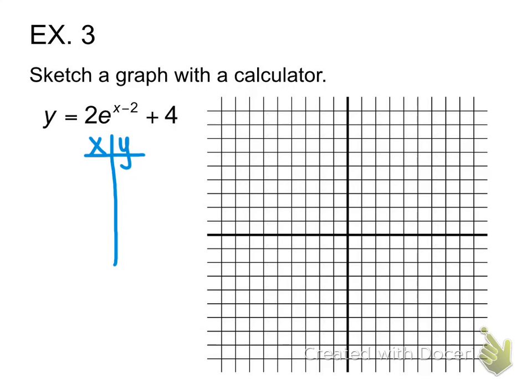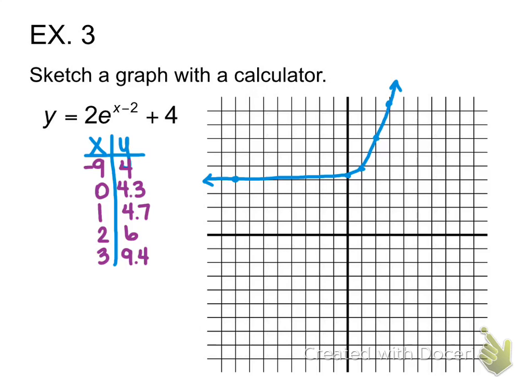Okay, so I go to my table and I pick some values. Because e is that weird decimal 2.7181828, we're all going to have lots of crazy decimal answers in our table here, that not everything is going to be a whole number. So you just round those to the nearest tenth and pick the best ones. Okay, so I'm going to plot these points and then connect the dots.